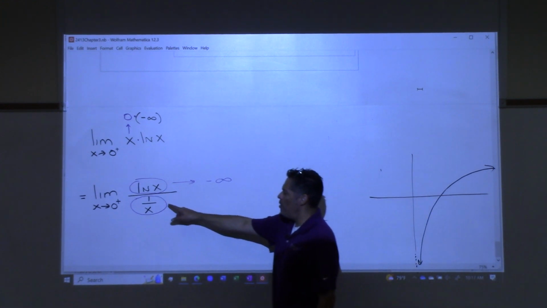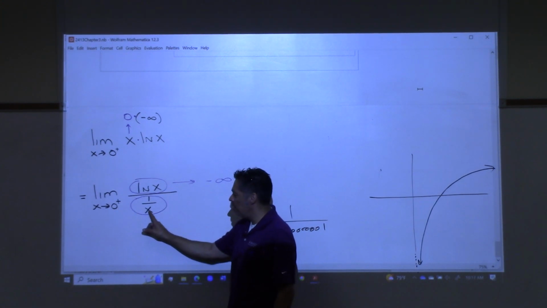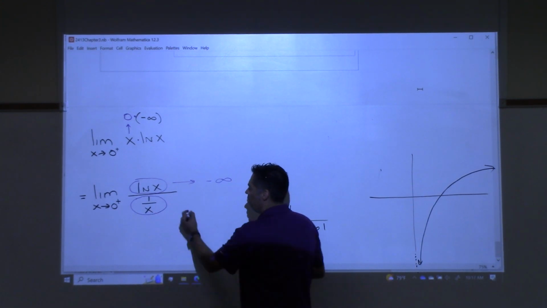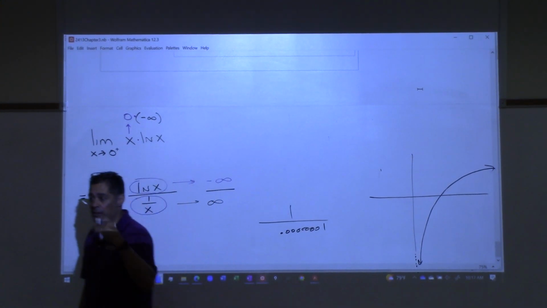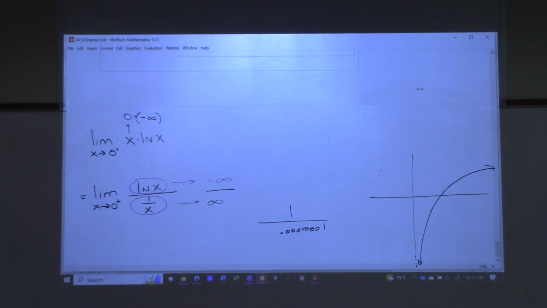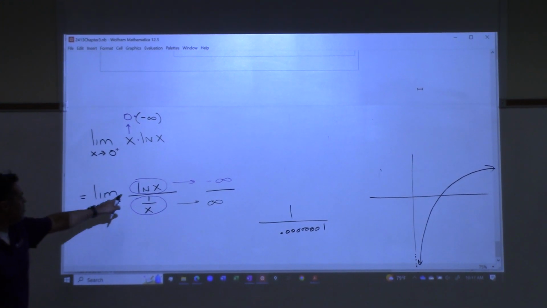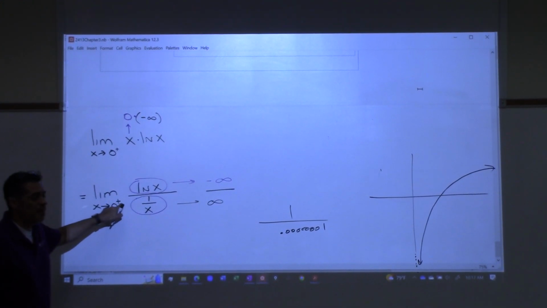So do you agree that the 1 over x, as x gets really, really small, that ratio becomes infinitely big? And now you have a negative infinity over positive infinity. Do you see that? Why is it negative infinity? Where? The natural log function, you're approaching 0 from the right.